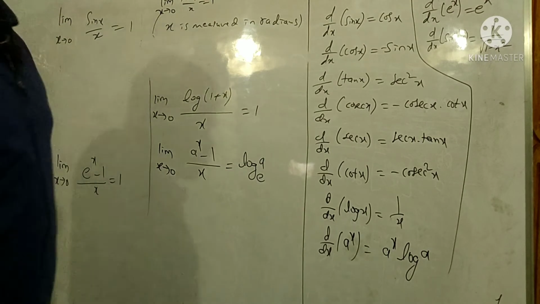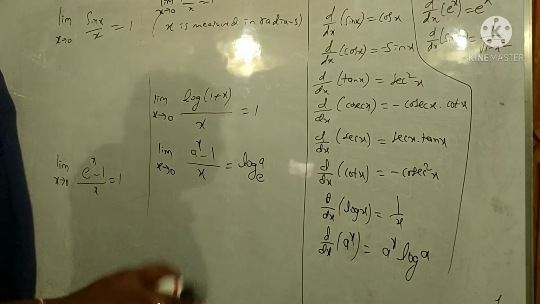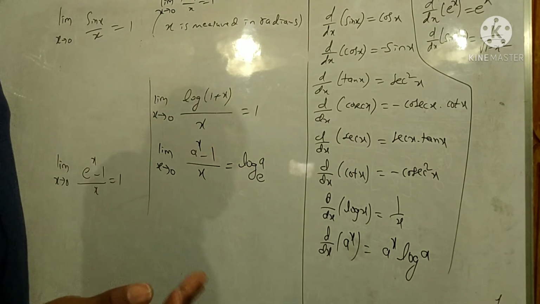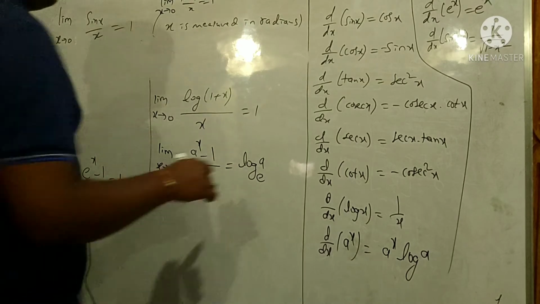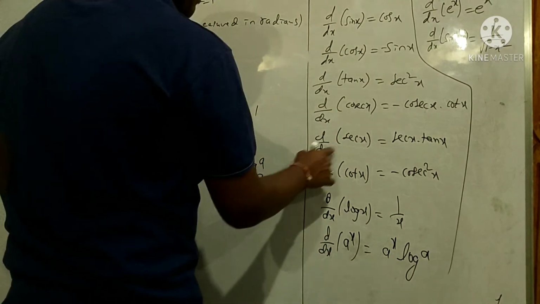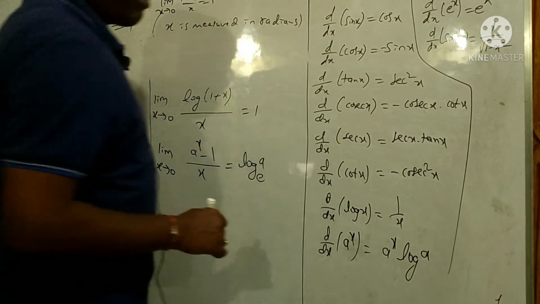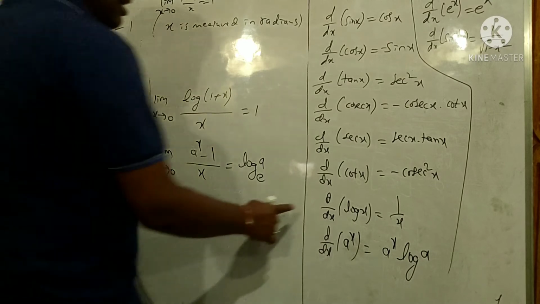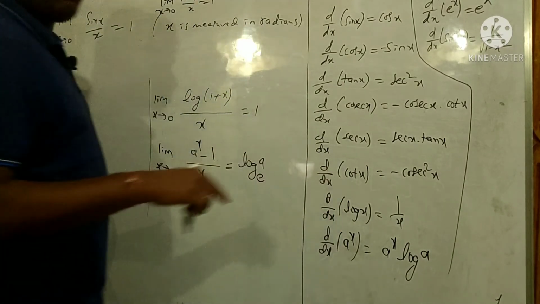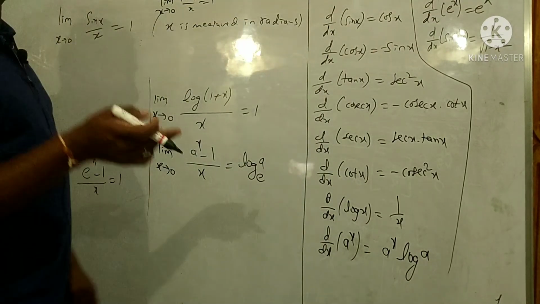You will get the proof of this in this chapter only, so wait till the end of the chapter, when I start continuity and differentiability. d by dx of cosec x is minus cosec x into cot x. d by dx of sec x is sec x into tan x. d by dx of cot x is minus cosec square x. d by dx of log x is 1 by x. d by dx of a power x is a power x log a. d by dx of e power x is e power x.